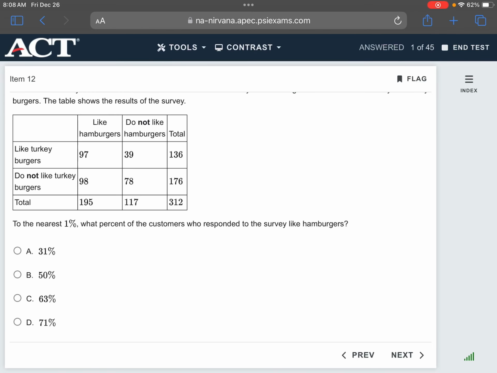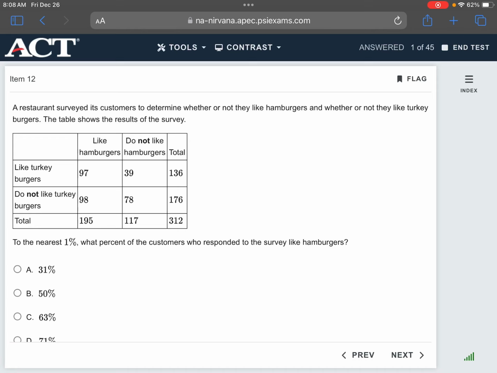Great. Alright, so what we have today is what we call a two-way table, because it has information in a table, and you have vertical parts and horizontal parts. Right? And there's two different pieces of information being compared. So it says, a restaurant surveyed its customers to determine whether or not they like hamburgers and whether or not they like turkey burgers. The table shows the results of the survey.